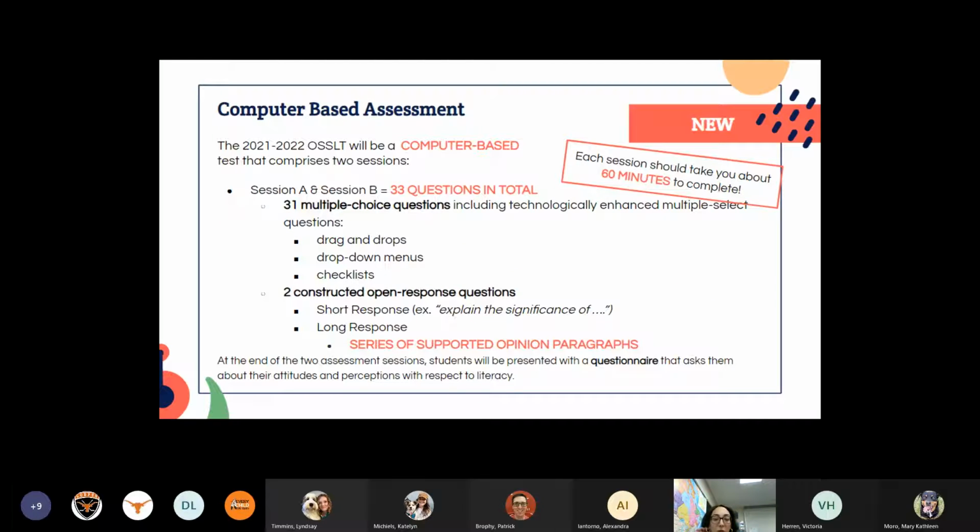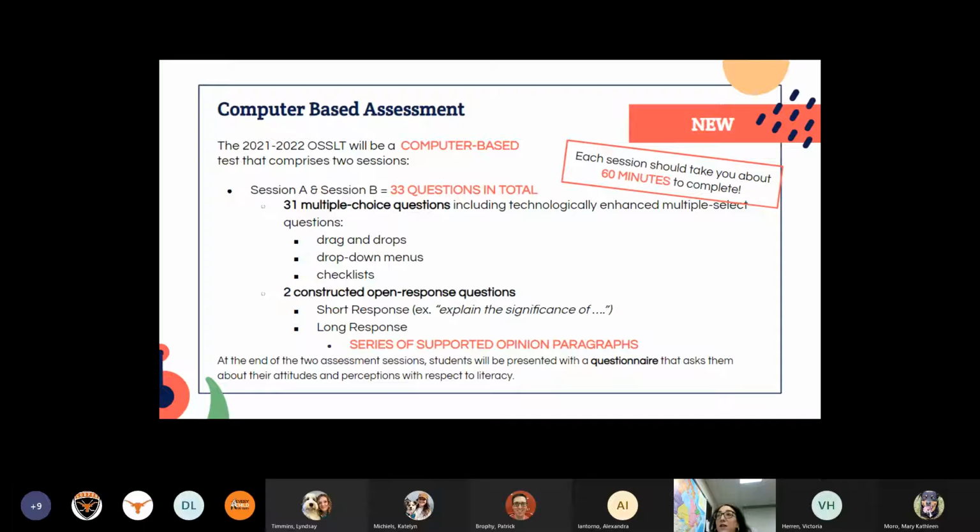Okay, this slide I'll go over just quickly because we are going to look at it the rest of the week, but it is a completely computer-based test. There are 33 questions in total, 31 of which are multiple choice. And there's different types of multiple choice questions, which I'll go over tomorrow when we look at multiple choice. The remaining 2 questions are short answer.